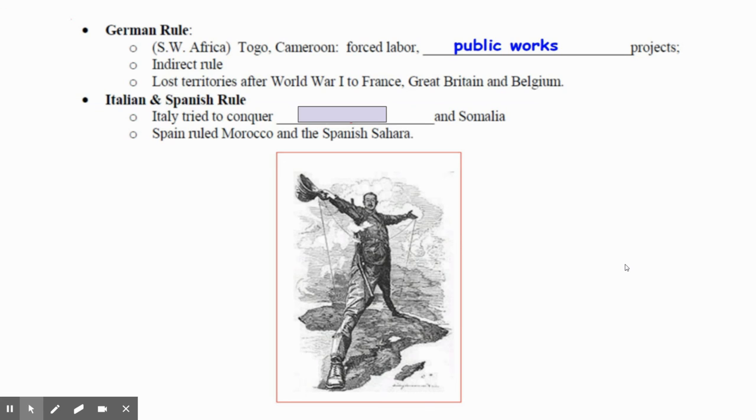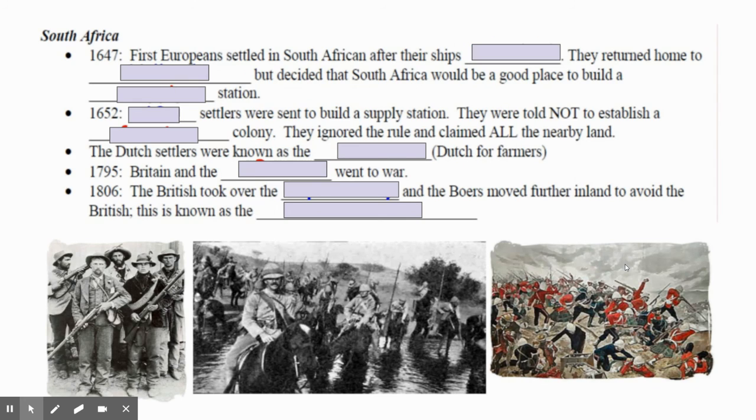The Italians and the Spanish. The Italians, for the most part, conquered or tried to conquer Ethiopia and Somalia. Ethiopia never really falls into the hands of any European nation, but Somalia does. And that's on the Horn of Africa along the Red Sea, into the Arabian Sea. When you talk about Spain, they ruled Morocco and Spanish Sahara, and over time, they're going to eventually give Spanish Sahara back, but it's going to take time.